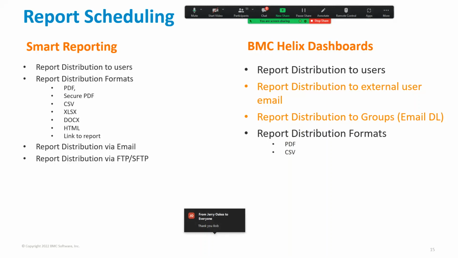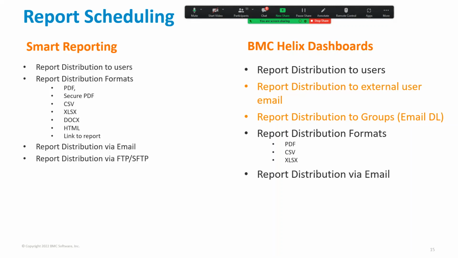Report distribution format, we have focused on the most widely used ones: PDF, CSV, and XLS. The others, particularly the HTML based one, are under consideration for future releases. And email, we talked about it. Report distribution via FTP or secure FTP is another one that we are looking at, possibly in the 6 months timeline.